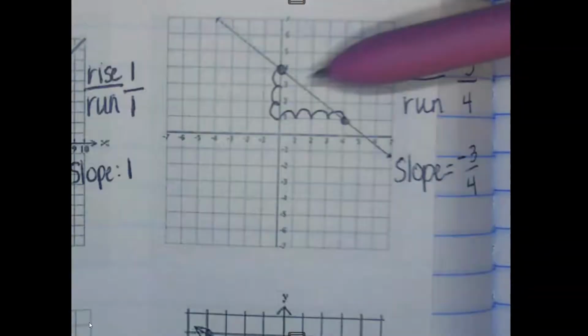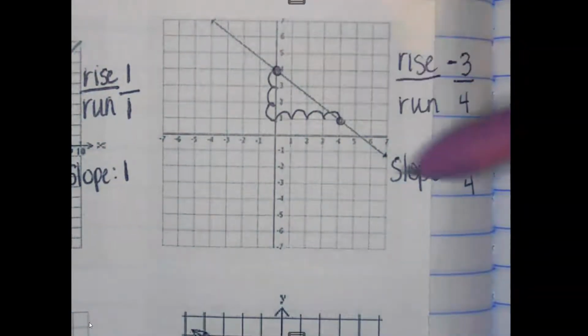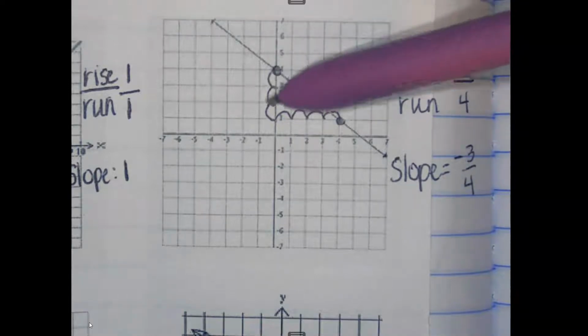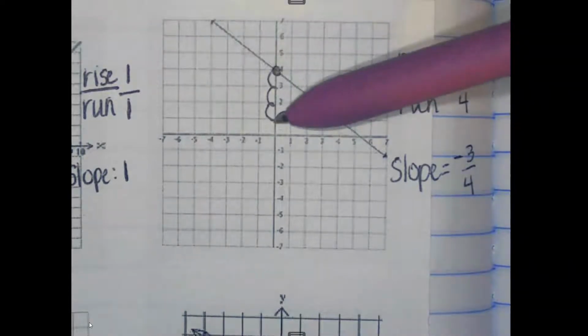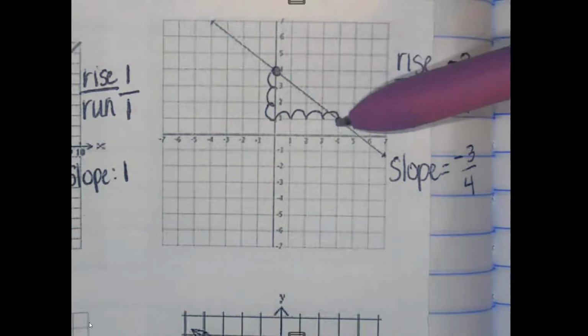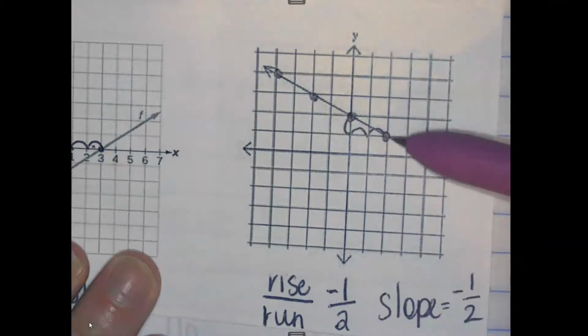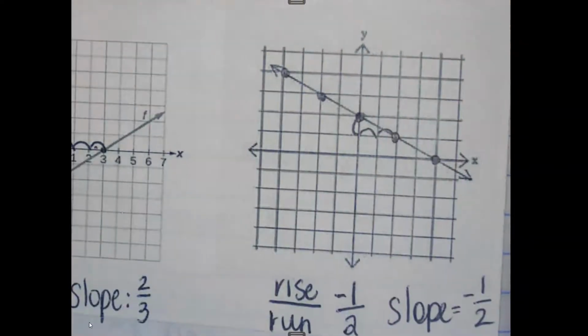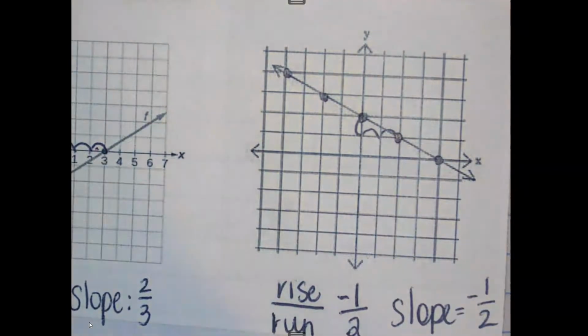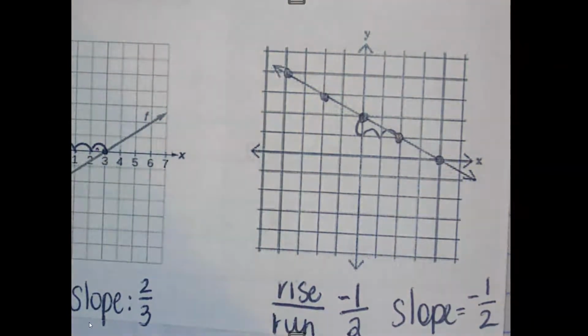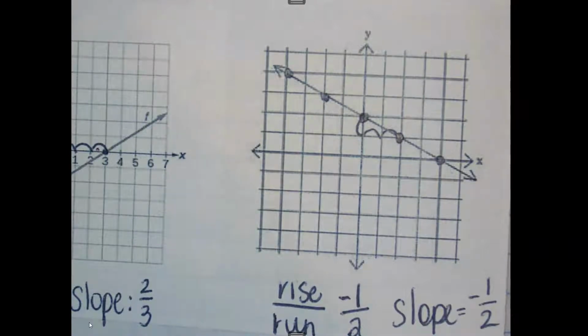Versus the two that were next to it, this one's going down, so it's going to have a negative slope. So down 1, 2, 3, and ran 1, 2, 3, 4. This slope went down 1, so -1, ran 2, so -1/2. So to find the slope from an equation, it's the number in front of my x, that coefficient. To find it on a graph, it's rise over run.